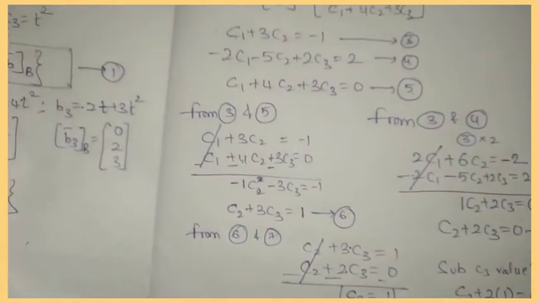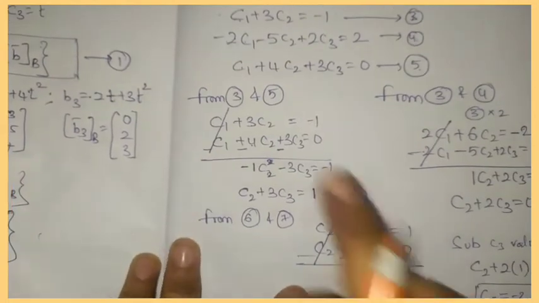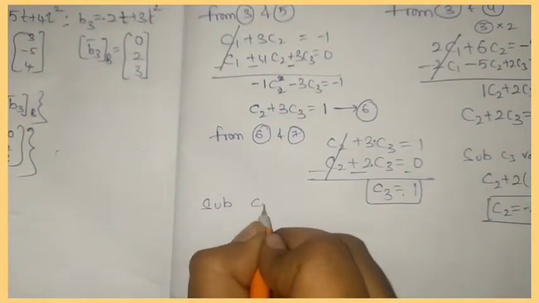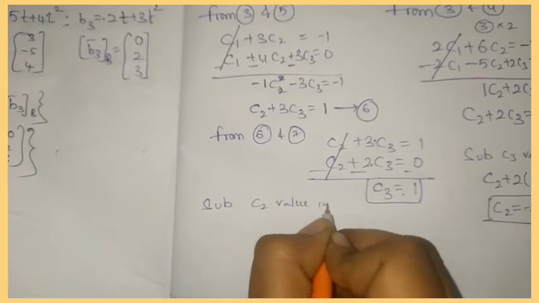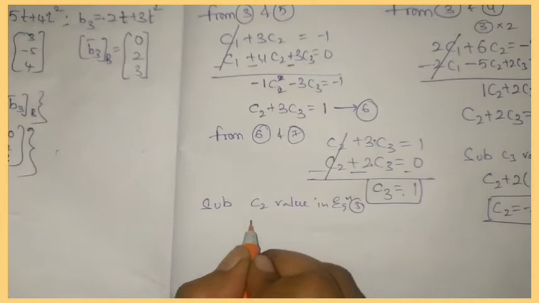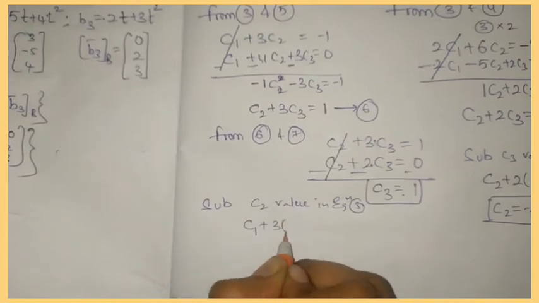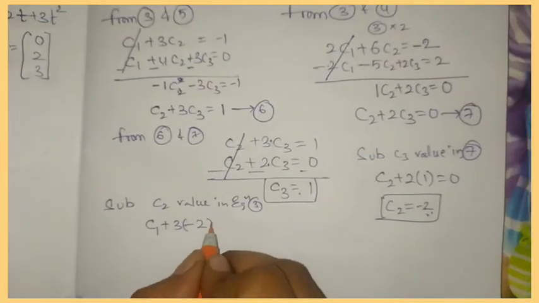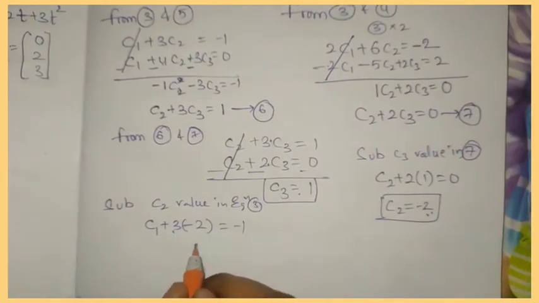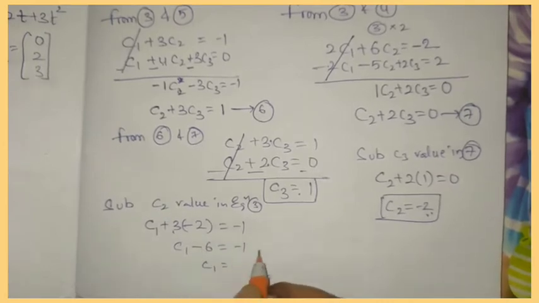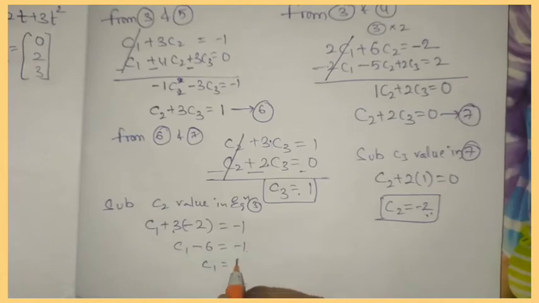And now substitute this c2 value in equation 3. Then c1 plus 3 into c2, c2 value is minus 2, minus 2 equal to minus 1. 3 2s are 6. c1 minus 6 is equal to minus 1. c1 is equal to minus 1 plus 6. It will be 5. Okay, this is c1.